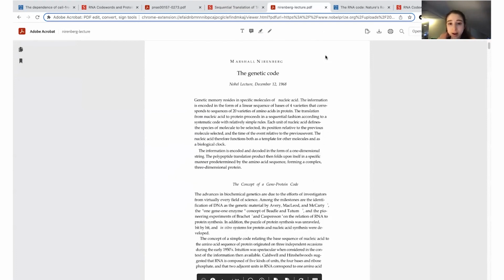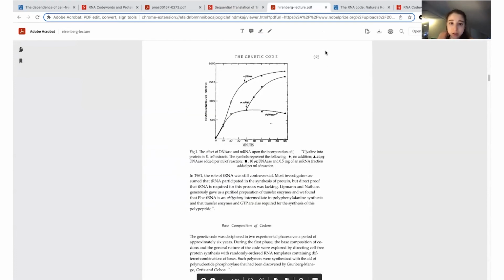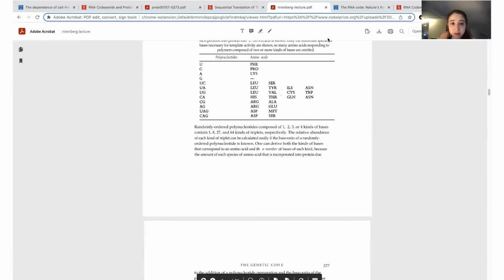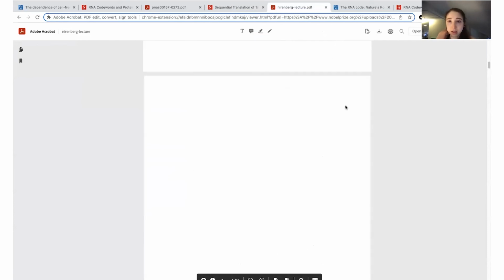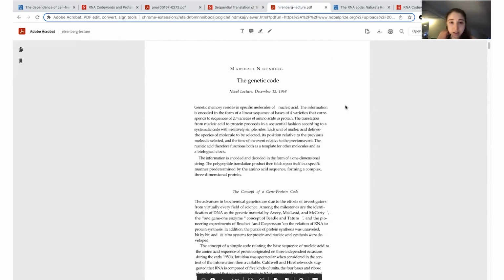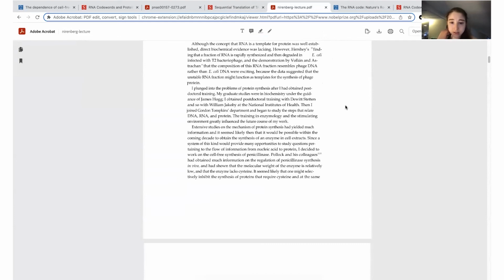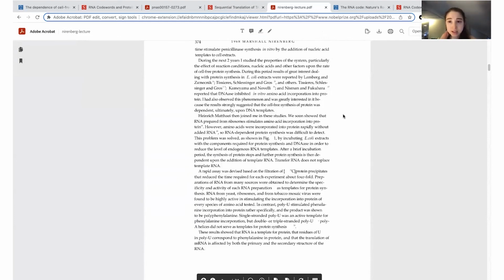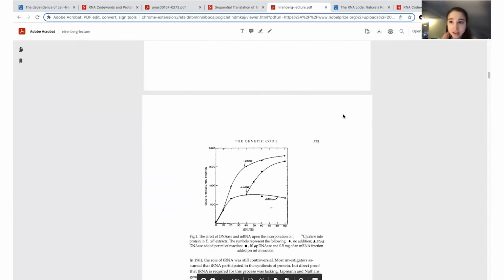You can learn a lot more about it. Nirenberg's Nobel Prize lecture is really good. And oh yeah, so they added DNAs to the mixtures to both reduce viscosity and also so that you wouldn't get messenger RNAs getting made that you didn't want.